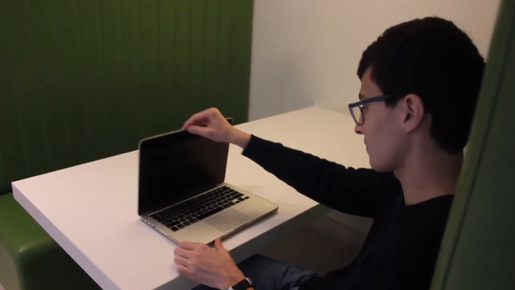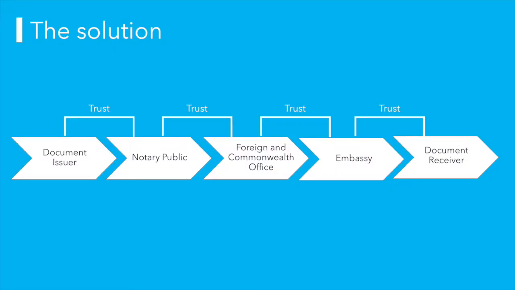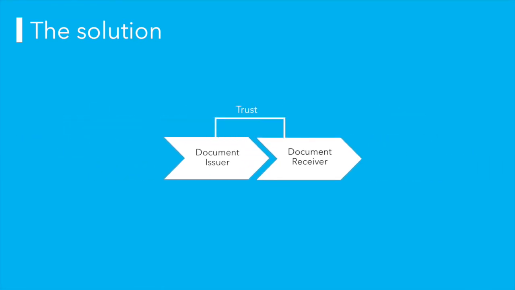Sadir is not the only one who faces such types of problems, and luckily enough, a new tool called Blockdocs reduces the length of the chains of signatures needed by building trust between the document issuer and the document receiver without the need of any third party. This disintermediation was allowed by the use of the blockchain technology.